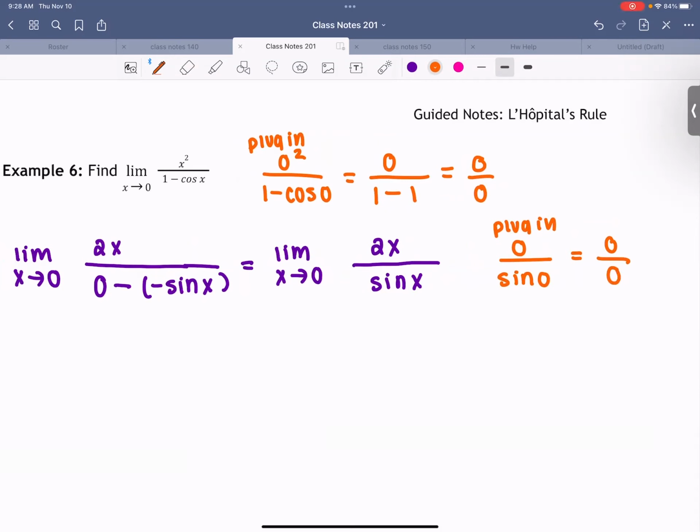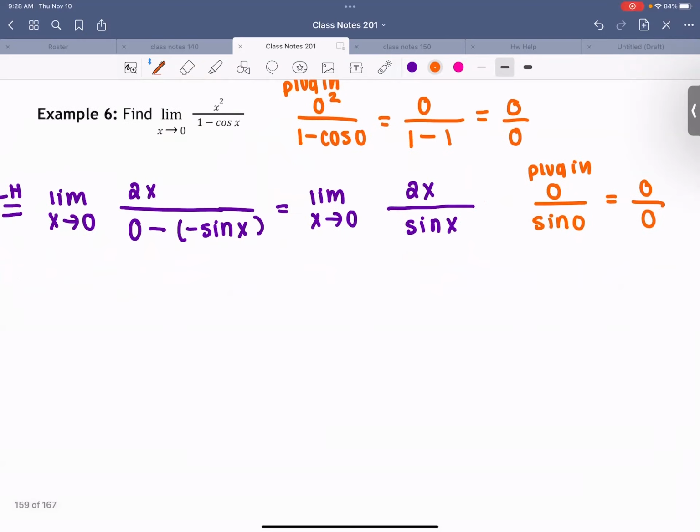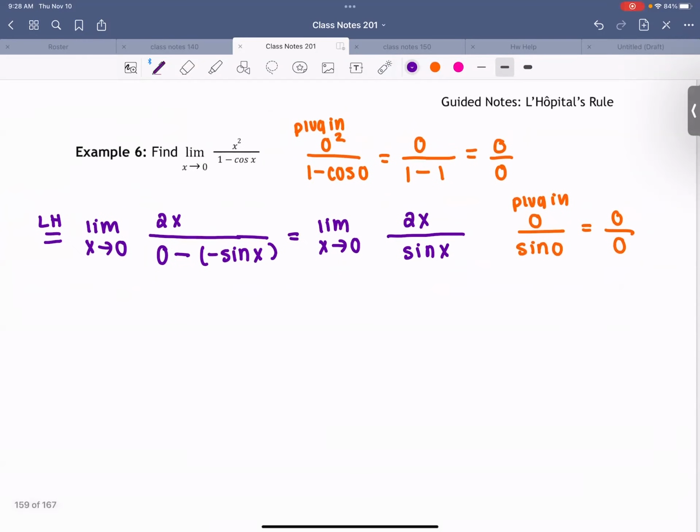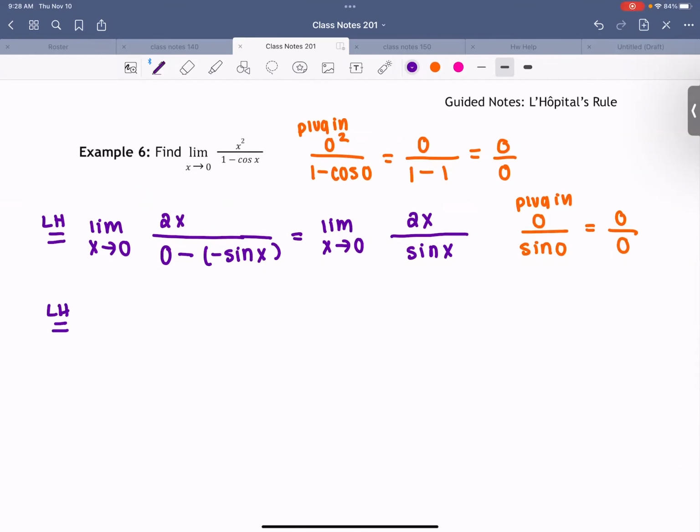So what do we have to do? Go through L'Hopital's rule one more time, right? We got to do it again. All right, so L'Hopital's rule again. We have to do the limit as x goes to 0. What's the derivative of 2x? 2, I heard it. All right. And what's the derivative of sine x? Positive cosine x. Good. Okay.